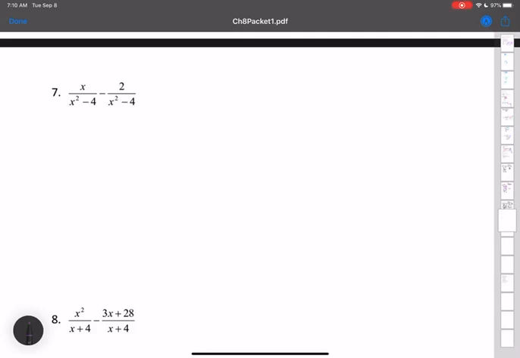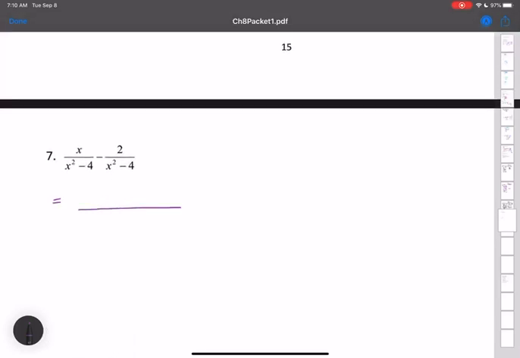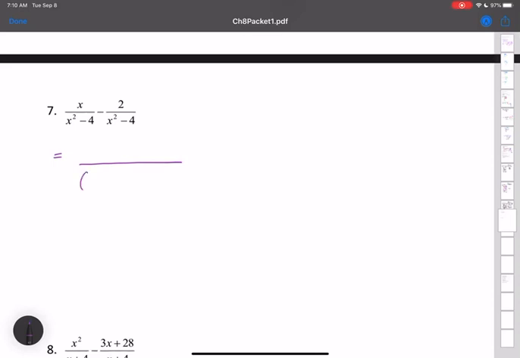Okay, so here in problem number 7, again, this is the packet that we're still working through. And this one, we look to see, do we have common denominators? And we do. Okay, so that is the x squared minus 4. Just to make it a little bit easier to see later on, I'm going to go ahead and put the factored version, which is the difference of squares. So I'm going to have x plus 2 times the quantity x minus 2.